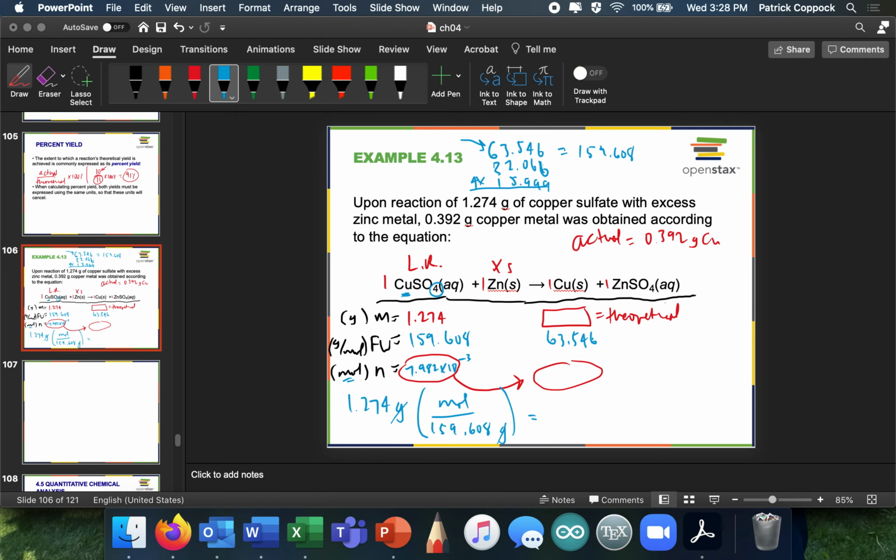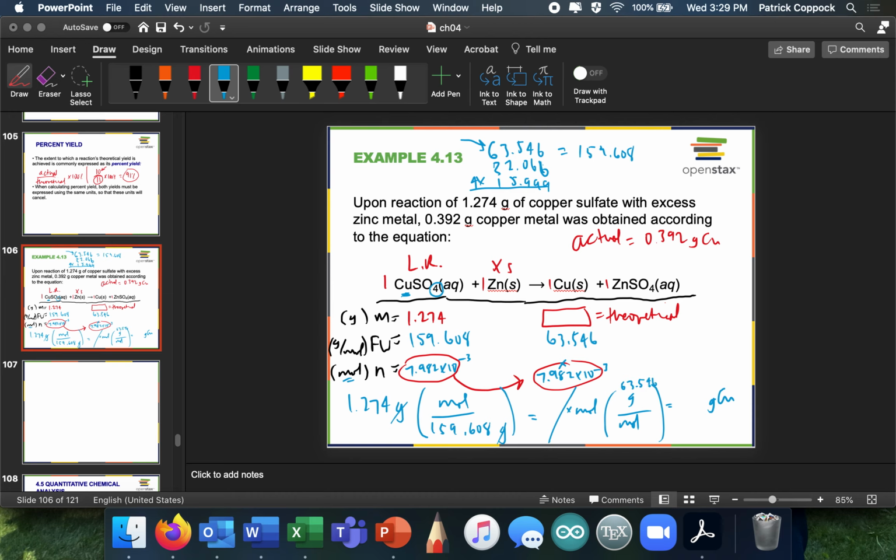Oh, this is a 1-to-1 ratio. So I'm just going to write this over here, 7.982 times 10 to the minus 3, because it's 1-to-1, right? Now I need to know what's my theoretical yield. So if I want grams of copper, theoretically, I can do grams per mole times my moles. Well, here's my moles. I'm going to call this X because I don't want to write it again. It's too bulky.